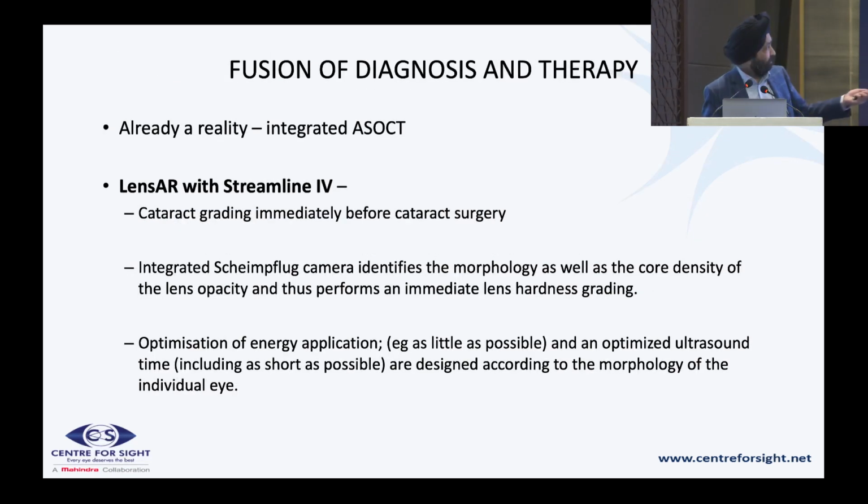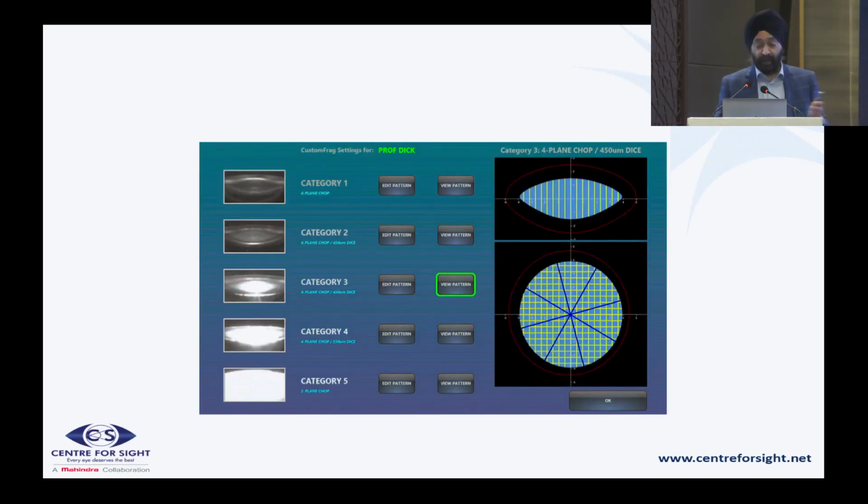And there is another thing which is artificial intelligence, which I think Rajiv has. This is the Lens AR system with Streamline 4, which gives you an integrated swing-through camera imaging, which identifies the nuclear density of a cataract, and basis that it will say what cuts, how deep, how much energy, etc. has to be done with the laser. So it is an artificial intelligence that is working.